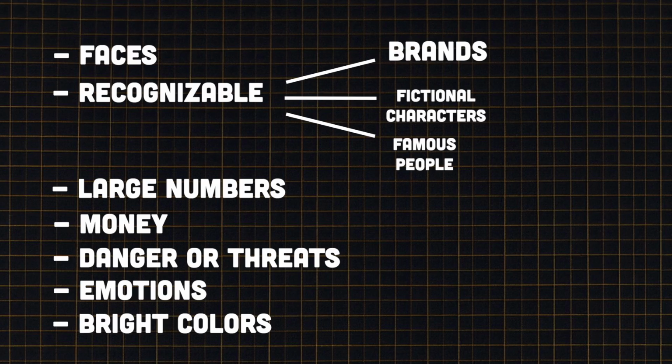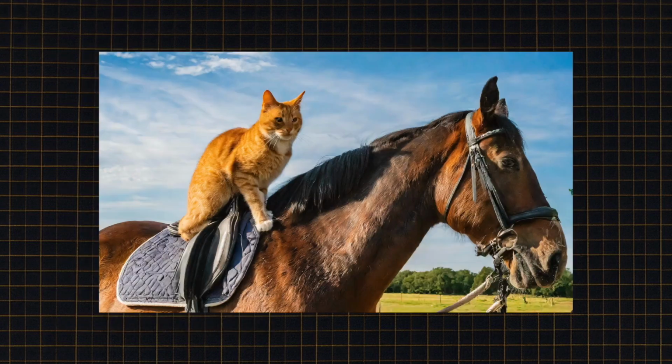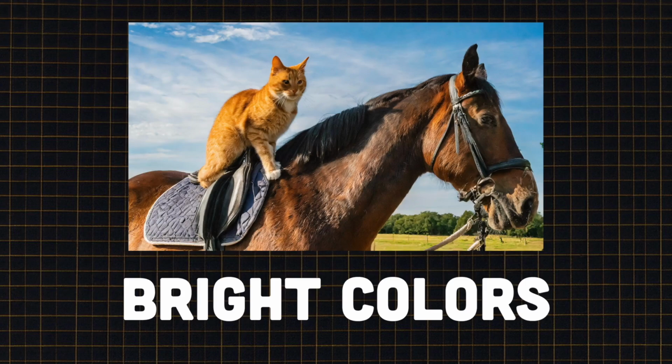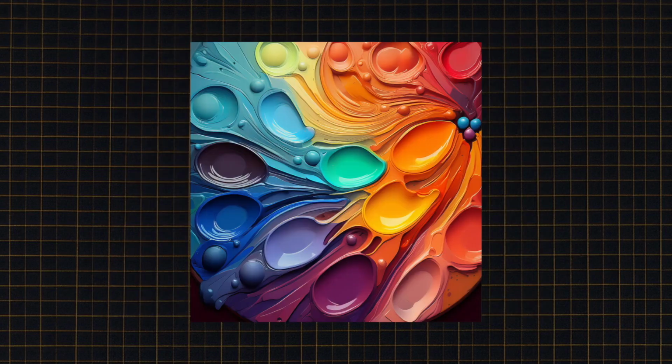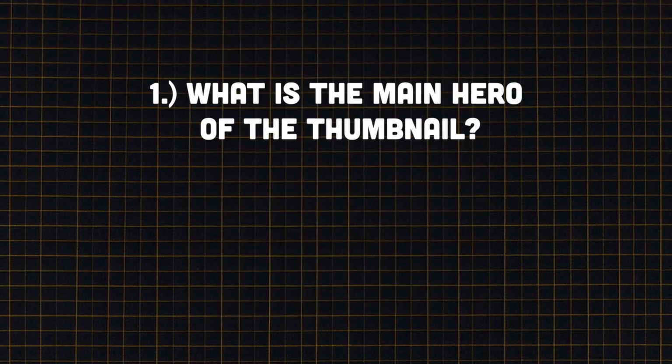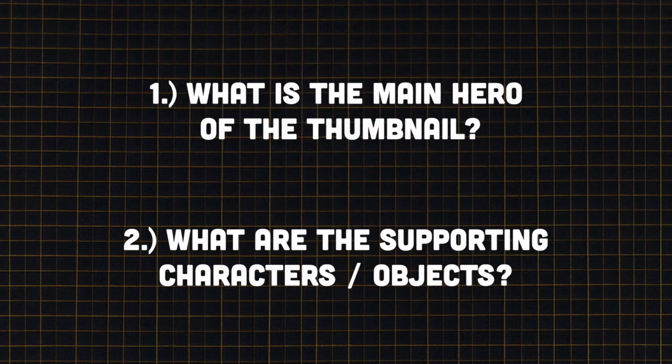Pick only about one, maybe two things from these that resonate with your YouTube channel the most, and that you are going to use as a scroll stopper for your next YouTube video. For my example with teaching my cat to ride a horse, I would pick the bright colors option, since that seems the most appropriate for the type of channel that such a video would be on. Now figure out what is the main hero of the thumbnail, and what are the supporting characters or objects. For me, the cat would be the main hero, and the supporting character is the horse.